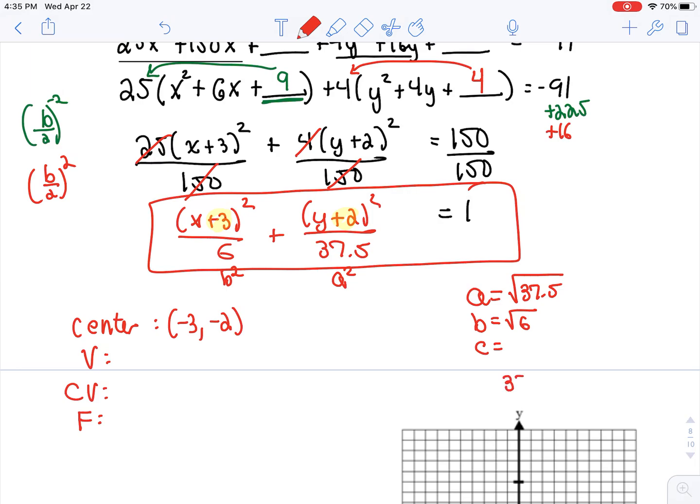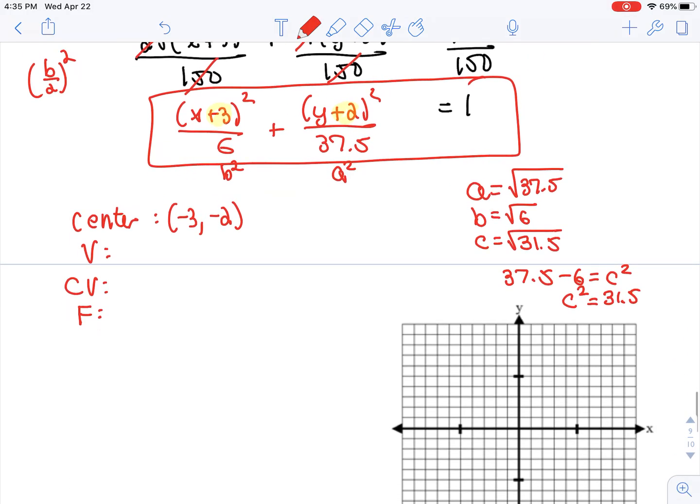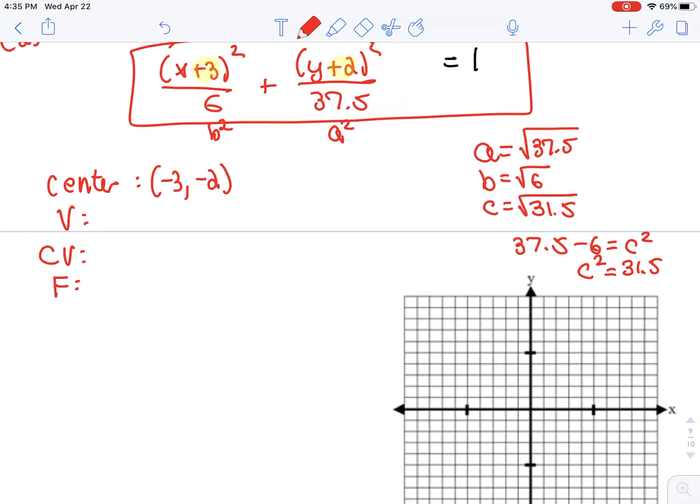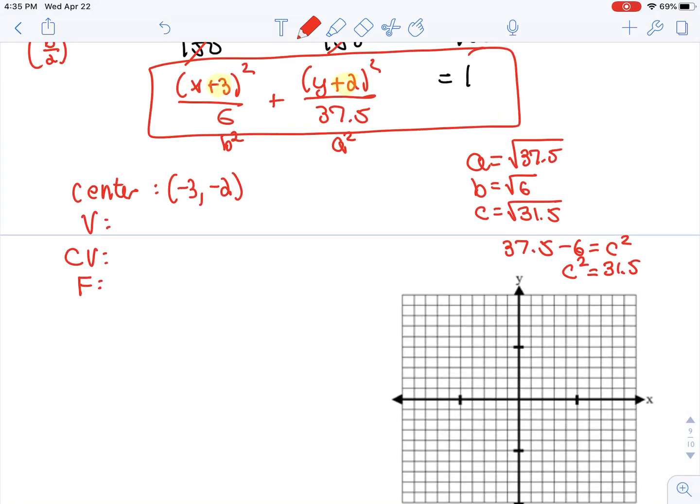And for my C value, if I do my A squared minus B squared, that will give me my C value. So C squared equals 31.5, which means my C is the square root of 31.5. And I'm going to leave these as radicals for the time being. When I go to actually plot these points and graph them, I'll use some decimals to help me with that. Plotting my center point should be fairly easy. We'll plot my center point at negative 3, negative 2.